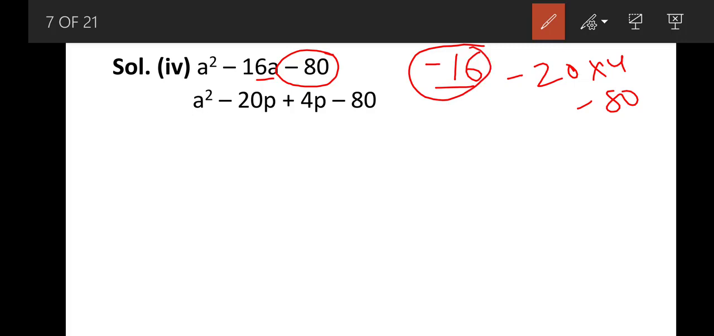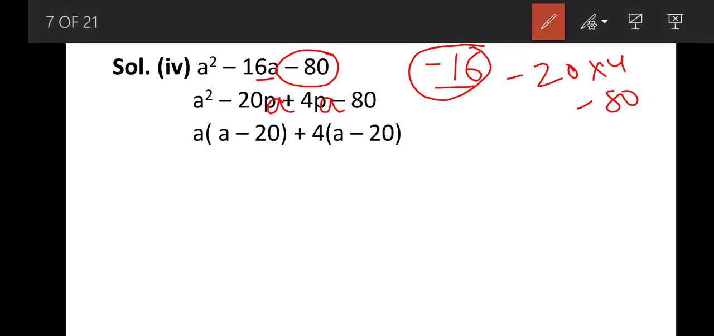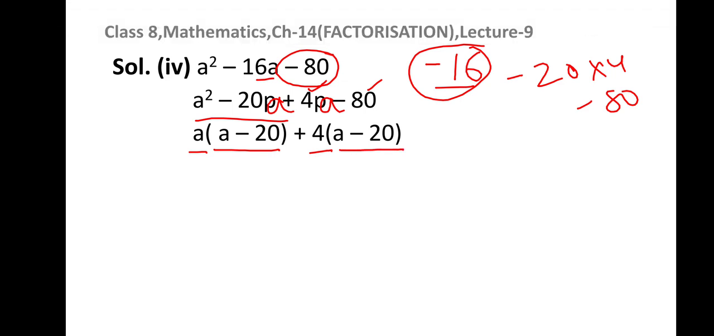Now, this is a square minus 20a plus 4a minus 80. So now, I have taken the common factor of a square and 20a, that is a. What will be left inside the bracket? a minus 20. Plus the common factor of 4 and 80 is 4. What will be left inside the bracket? a minus 20. So, what is the answer? a minus 20, a plus 4 are the two factors of this fourth part.